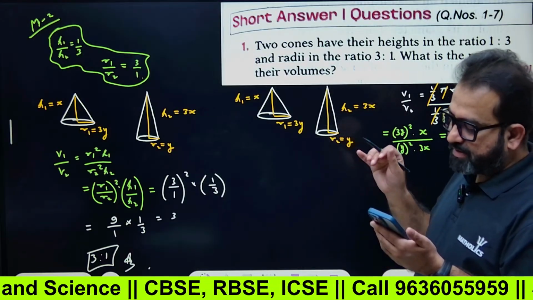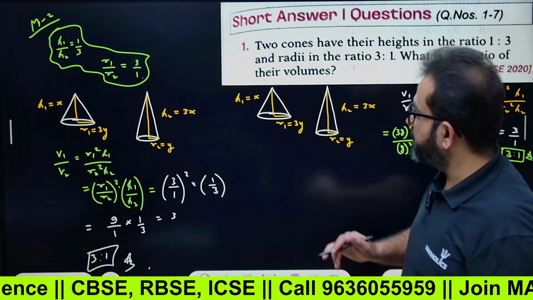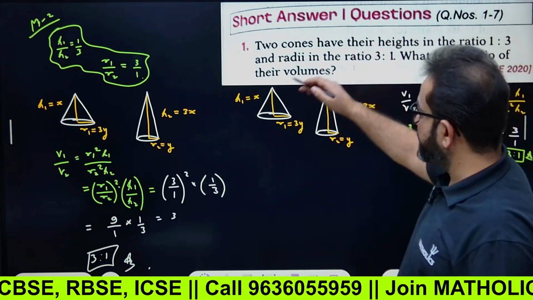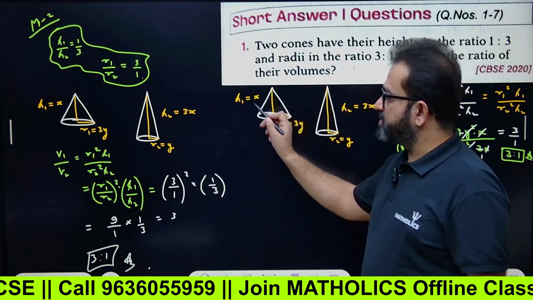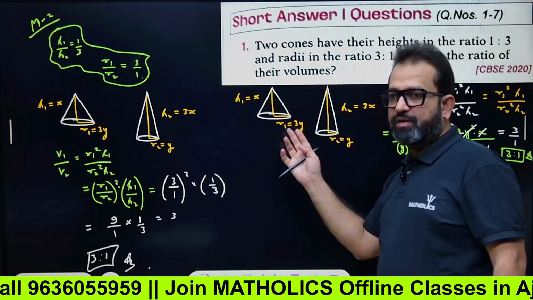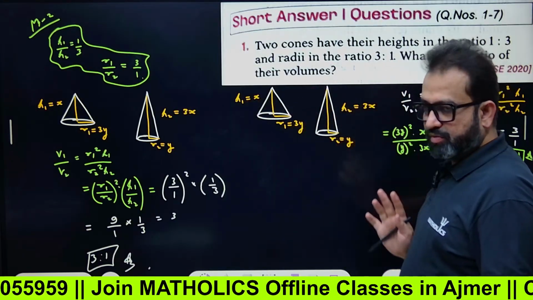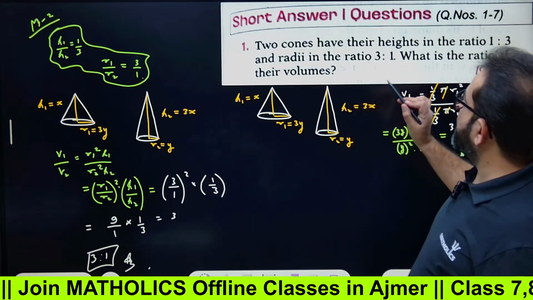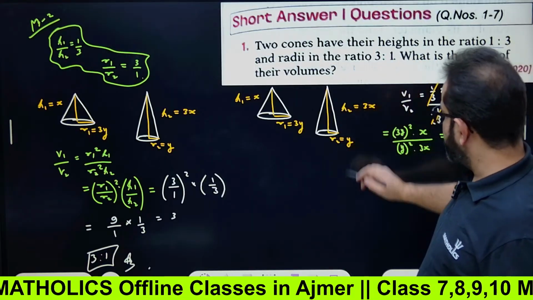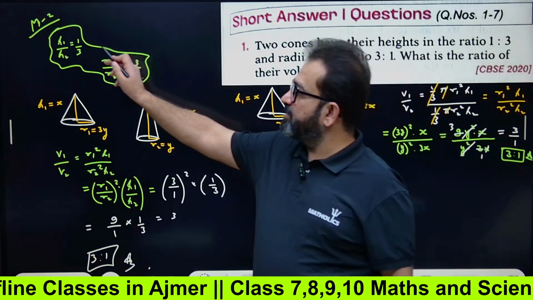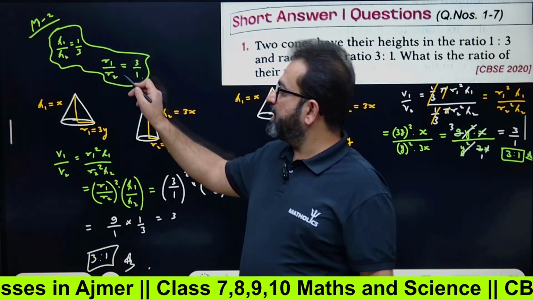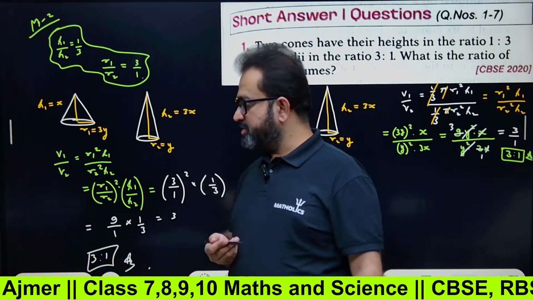Question: two cones have heights in the ratio 1:3. That means two cones. One cone is this, other one is this. First cone height is h1, radius r1. Another cone height h2, radius r2. We have been given that heights are in the ratio 1:3, that means h1 upon h2 is 1 by 3, and r1 by r2 is 3 by 1. It is given, ratio is 3:1.